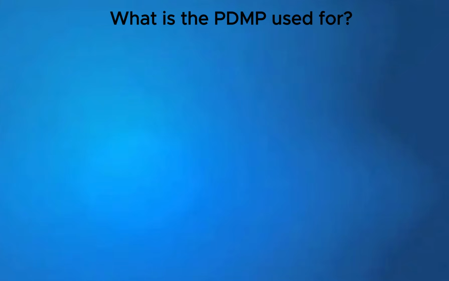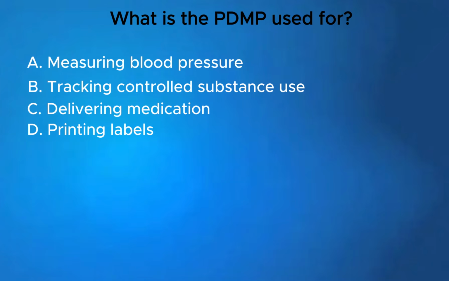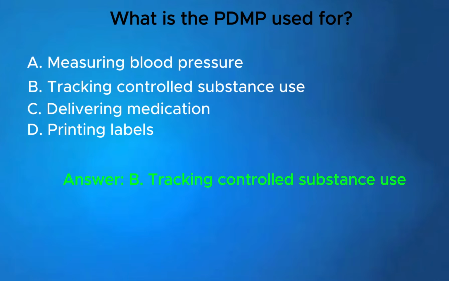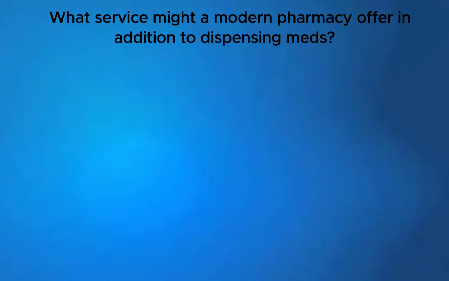What is PDMP used for? Is it going to be used for measuring blood pressure, tracking controlled substance use, delivering medication, printing labels? The answer is B, tracking controlled substance use. Pharmacists use it to monitor misuse and doctor shopping.